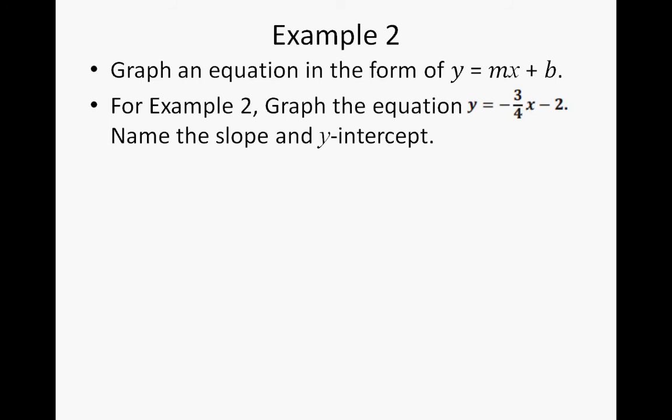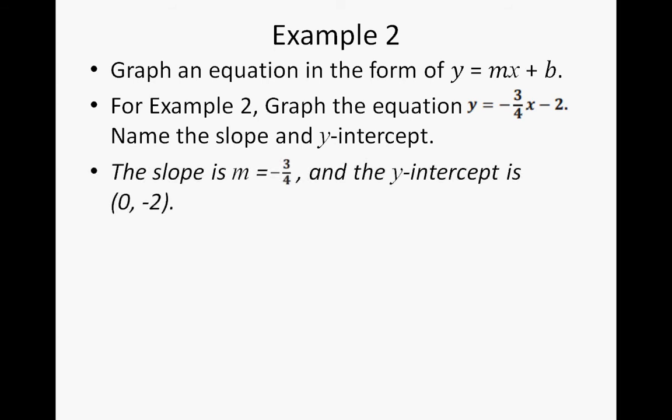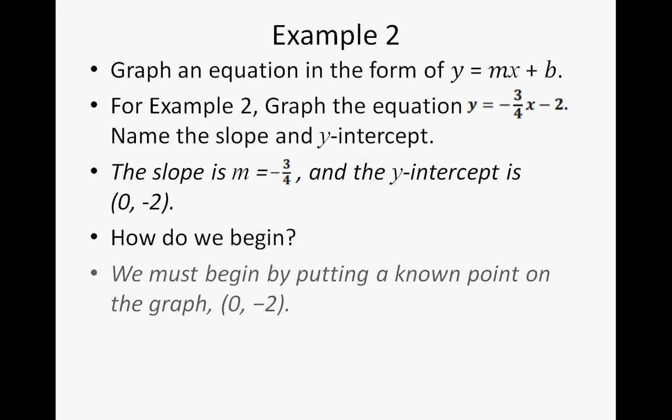And for example 2, we're going to graph the equation y equals -3/4 x minus 2. Let's start off by naming the slope and the y-intercept. Well, the slope is m equals -3/4, and the y-intercept is 0, -2. So how do we begin? Well, we must begin by putting a known point on the graph, which would be 0, -2.